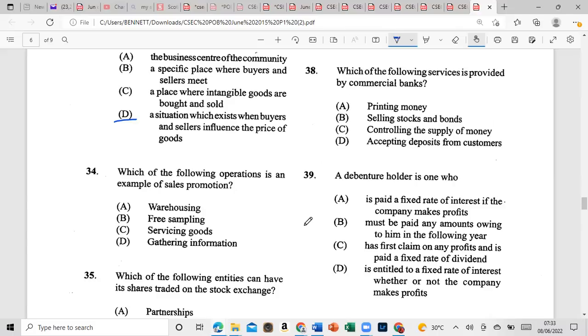Which of the following operations is an example of sales promotion? A, warehousing, B, free sampling, C, servicing goods, or D, gathering information? And that would be free sampling. All right, let's move on to 35.